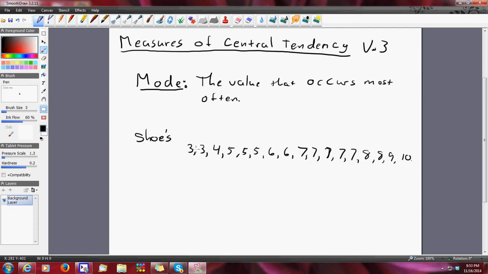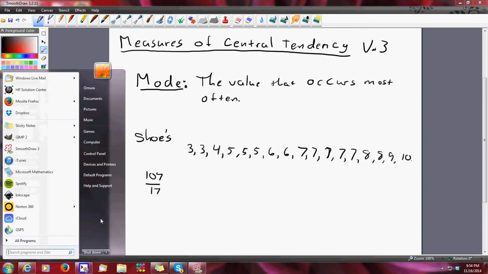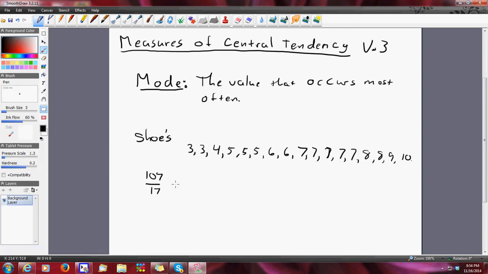and say, well, the average size would be, and add these all up: 3, 6, 10, 15, 20, 25, 37, 37, 44, 51, 58, 65, 72, 80, 88, 97, 107. The average would be 107 over 1, 2, 3, 4, 5, 6, 7, 8, 9, 10, 11, 12, 13, 14, 15, 16, 17. Oh, goodness me, 107 divided by 17. Well, I actually don't know what that is. I could just look it up on my handy dandy calculator.